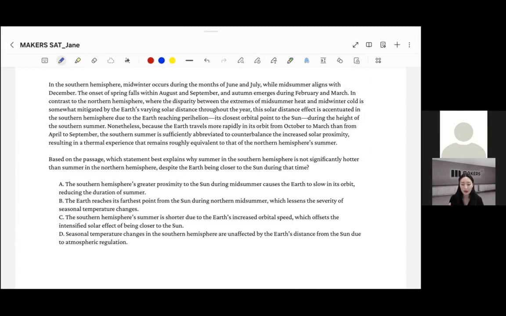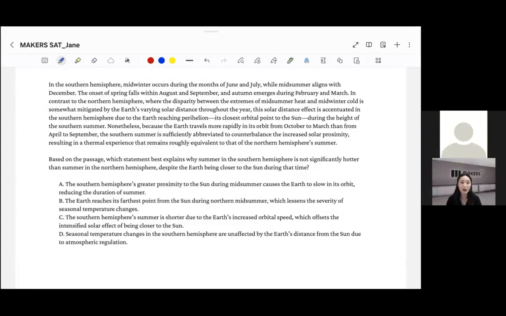In contrast to the Northern Hemisphere, where the disparity between the extremes of midsummer heat and midwinter cold is somewhat mitigated by the Earth's varying solar distance throughout the year, this solar distance effect is accentuated in the Southern Hemisphere due to the Earth's reaching perihelion, its closest orbital point to the Sun, during the height of the southern summer. Nonetheless, because the Earth travels more rapidly in its orbit from October to March than from April to September, the southern summer is sufficiently abbreviated to counterbalance the increased solar proximity, resulting in a thermal experience that remains roughly equivalent to that of the northern hemisphere's summer.